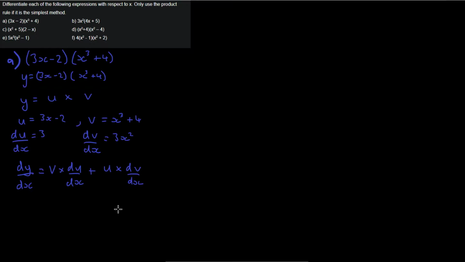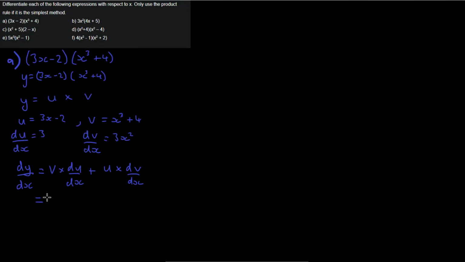Now, you might have seen this written as u times dv dx plus v times du dx. The order isn't really that important because it's a plus, but in the future, if you have to do quotient rule, just writing the v times du dx is a useful thing because the quotient rule begins with this. But anyway, let's substitute and see what happens.